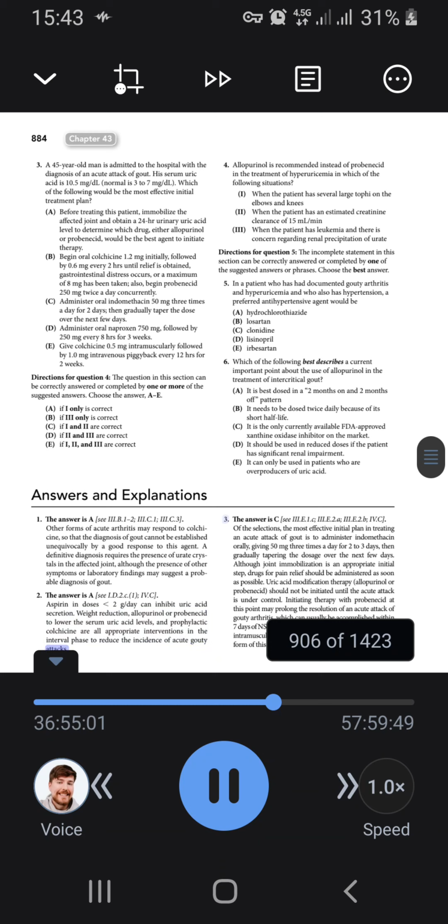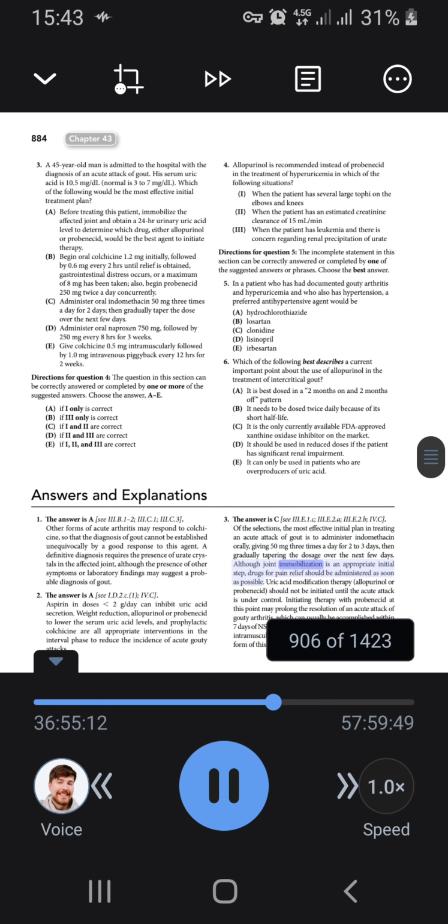3. The answer is C. Of the selections, the most effective initial plan in treating an acute attack of gout is to administer indomethacin orally, giving 50 milligrams 3 times a day for 2 to 3 days, then gradually tapering the dosage over the next few days.